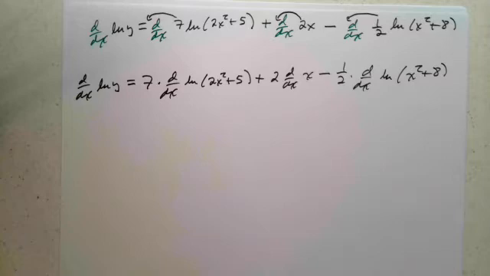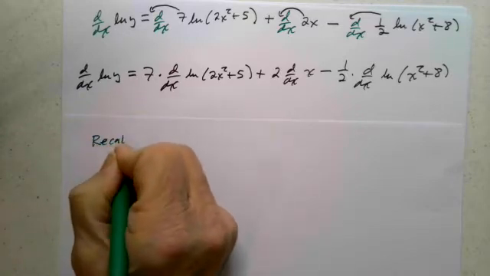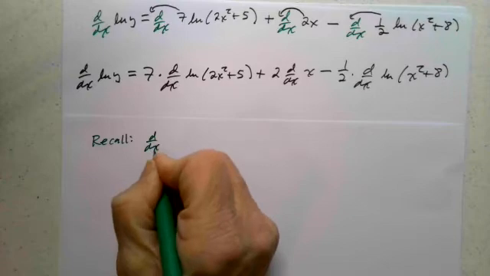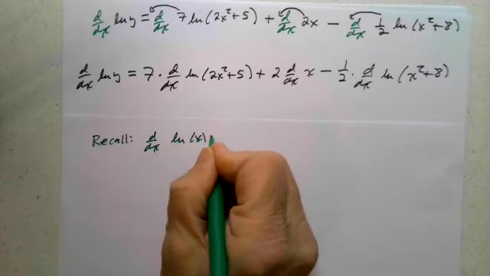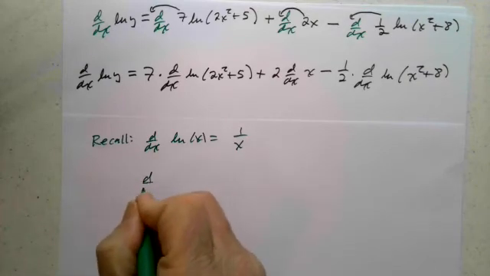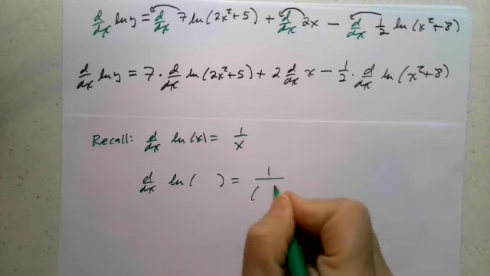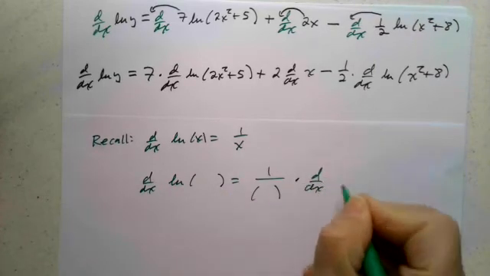Okay, well, where are we? We've gone to this point, and we need to talk about what the derivative of the log of a function is. So let's remind ourselves of some facts. Recall the derivative with respect to x of the natural log of x is 1 over x. Recall the derivative with respect to x of the natural log of something is 1 over the something times the derivative of the something.